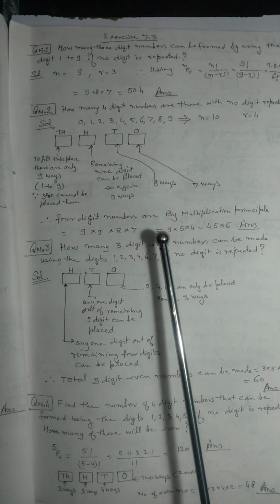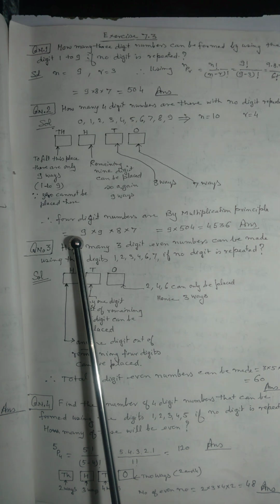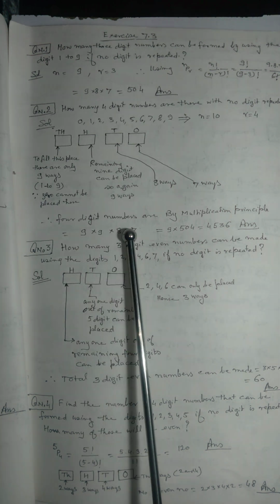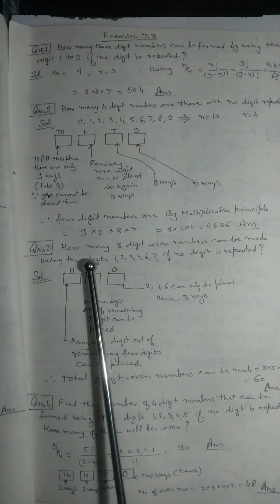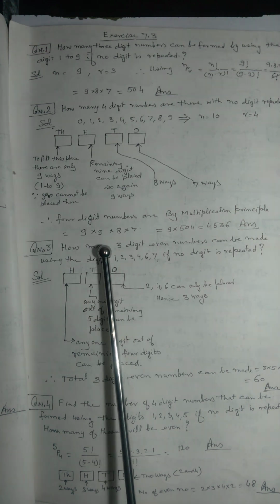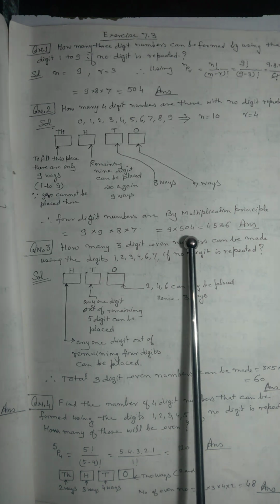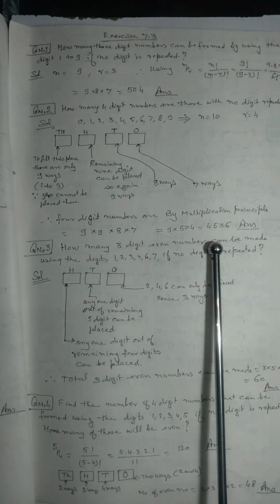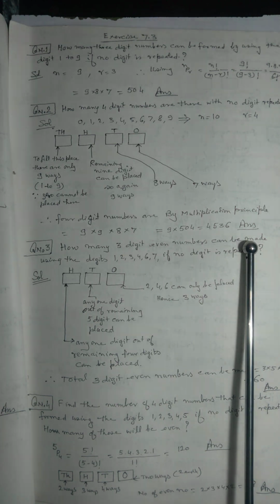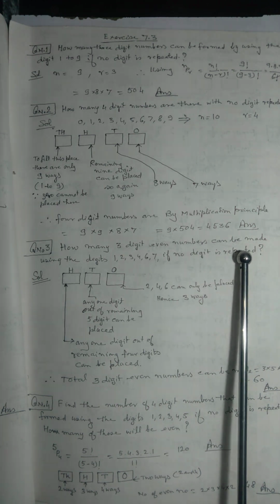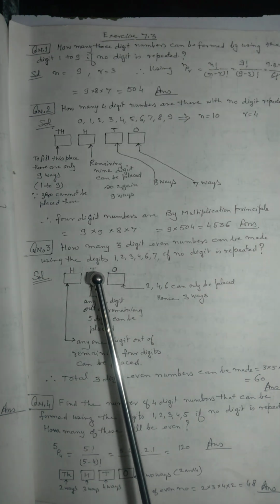So the principle of multiplication, principle को इस्तेमाल करते हुए, 4 digit numbers by multiplication principle will be 9 into 9 into 8 into 7. So 9 into 504, that is equal to 4536 numbers will be there, and this will be the answer of question number 2. Now come to the question number 3.